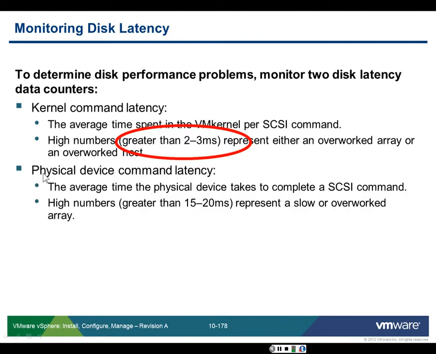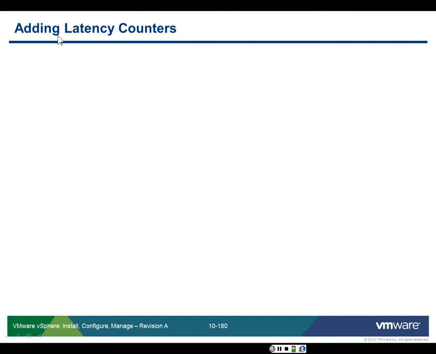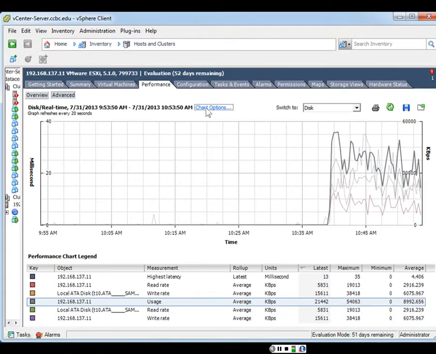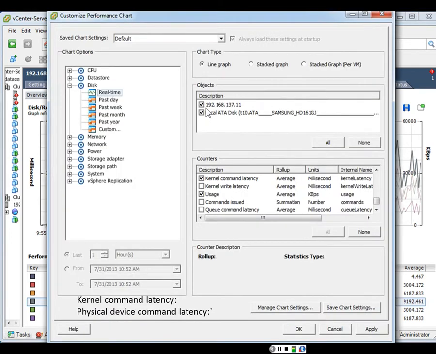And then another key variable is physical device command latency, and that's the average amount of time the physical device takes to complete a SCSI command. And a high number, meaning greater than 15 to 20 milliseconds, means that that disk array is not fast enough, so you might want to get a faster disk array. To add latency counters, we go to our chart and click on Chart Options, and then we click the checkbox for kernel command latency and for physical device command latency.